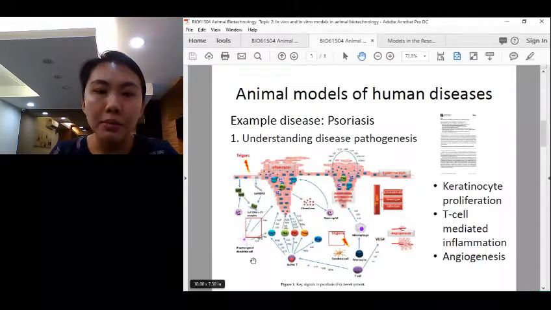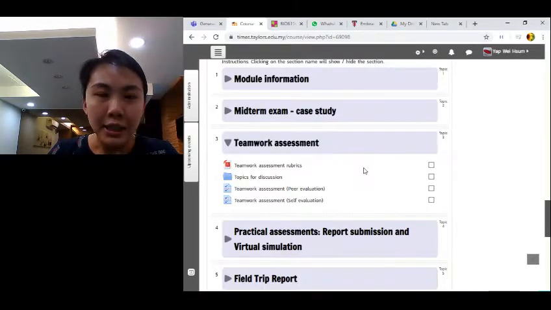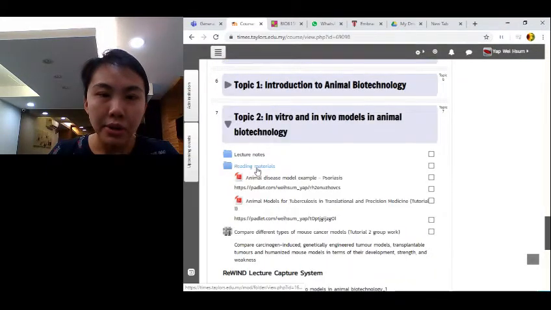The example disease that we'll be using in this lecture would be psoriasis. I have also attached a paper here. You can search for this paper in the reading materials folder in Times. If you look into the folder under reading materials, the psoriasis paper would be under this reading materials folder.